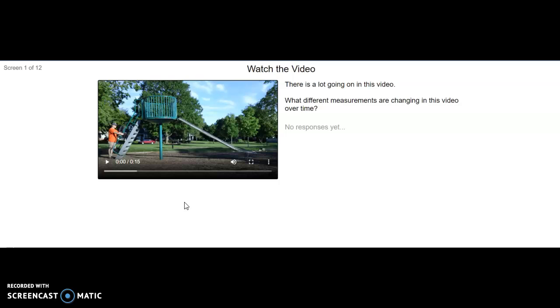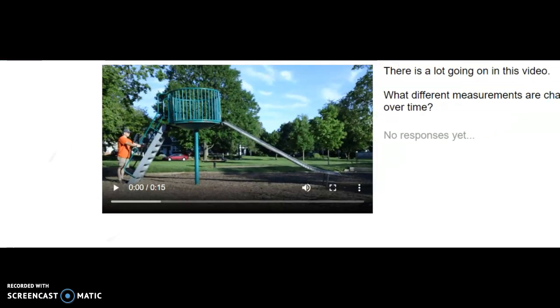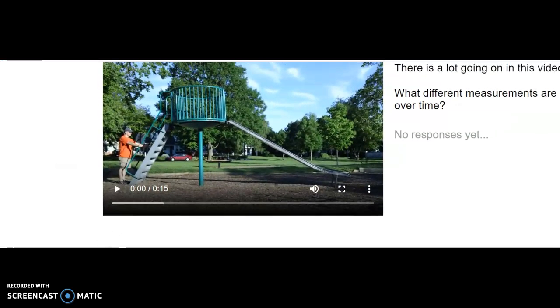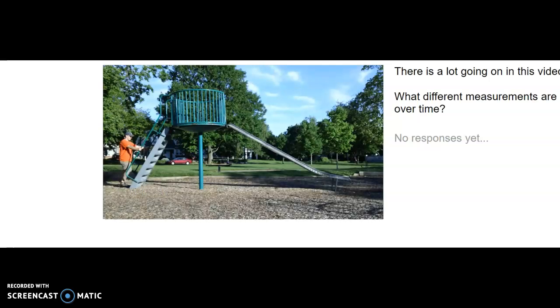Well, now I'm going to show you a video for each of these, and you're going to do the graph. So our first one here, it says there's a lot going on in the video. We'll think about what different measurements are changing in this video over time. So I'm going to zoom in on the video. If you'd rather watch it by yourself, that's fine. And just hit play.